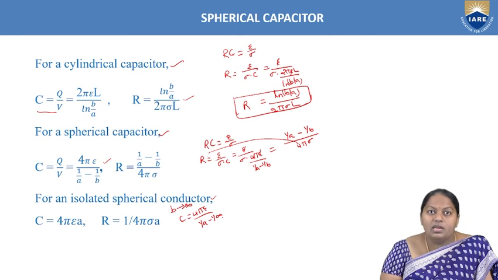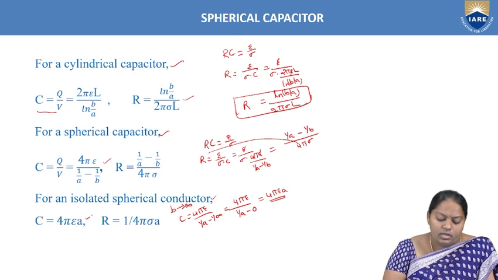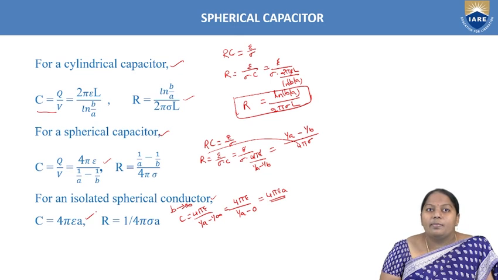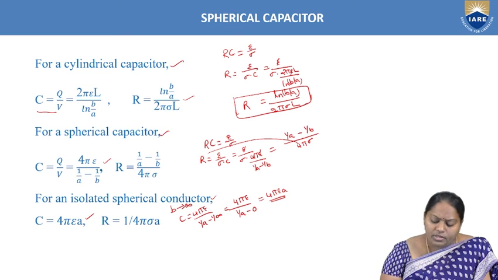If we substitute B by infinity in this equation, then we have got 4 pi epsilon by 1 by A minus something by infinity, which becomes 0. Then we have 4 pi epsilon into A, which is the value we got in the case of a spherical capacitor, right? 4 pi epsilon A. Now after that, from this R is going to be calculated.